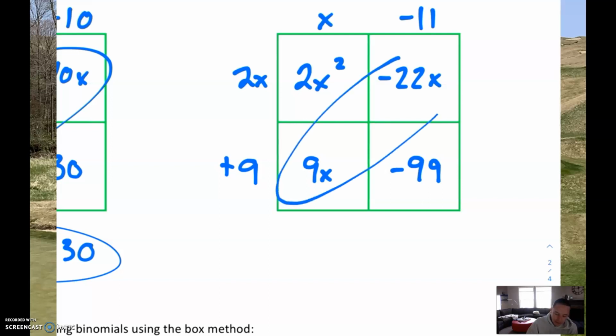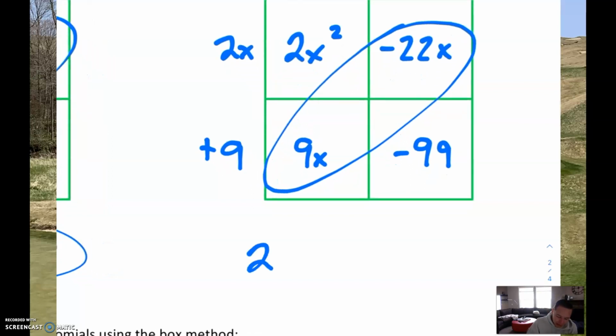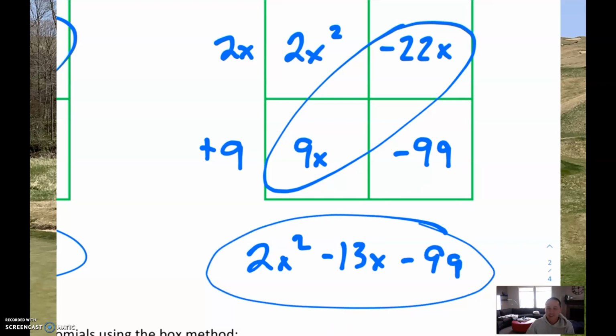Then we're going to see these like terms together. The like terms won't always be there. We'll see some examples in future videos where they don't always line up perfectly and you might have to find the like terms. But for now, that diagonal gives you the like terms. So we start with 2x squared. Now if I combine a negative 22x plus 9x, it becomes a minus 13x. And then just minus 99. And there is your final simplified answer.